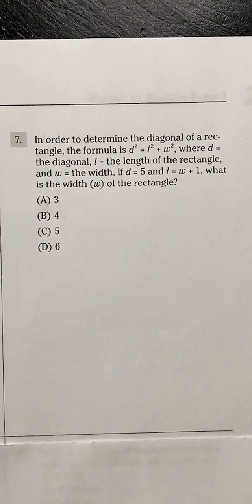In order to determine the diagonal of a rectangle, the formula is d squared equals L squared plus W squared, where D, the diagonal, L is the length of the rectangle, and W is the width. If D equals 5 and L equals W plus 1, what is the width of the rectangle? Is it A 3, B 4, C 5, or D 6?